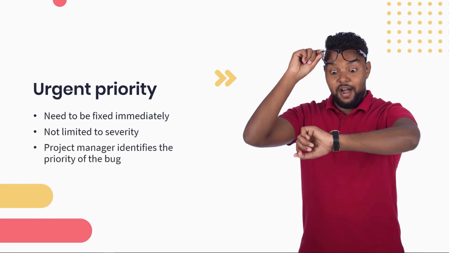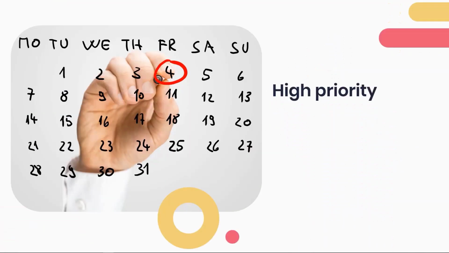Urgent defects need to be fixed as soon as they are reported. These are not limited to severe bugs only, as low severity defects can be added to the list as well. The project manager, product owner, or stakeholder can identify the priority of the bug. Next in line are high priority defects.